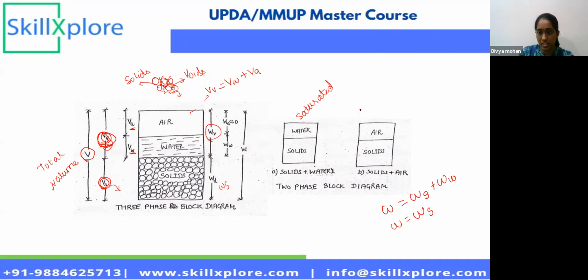And the presence of air and solids is a dry condition. That's all. And for a four-phase diagram, some part of the water will be frozen, so we can take it as a volume of ice, V ice, and a weight of W ice. However, we are not dealing much with frozen soil. I've only discussed three-phase and two-phase diagrams.